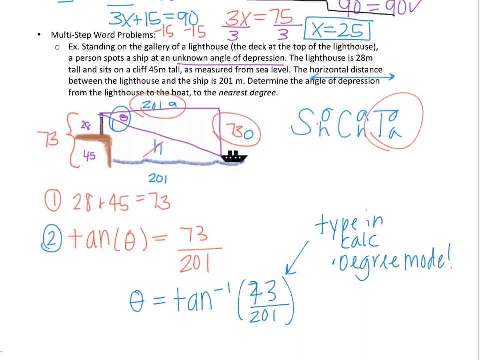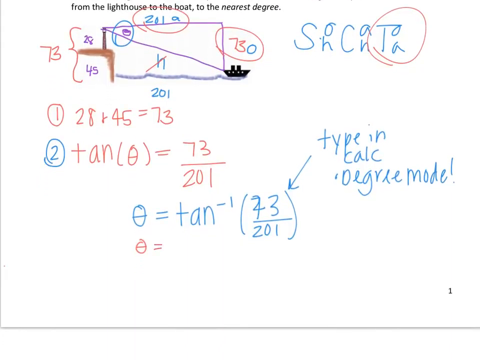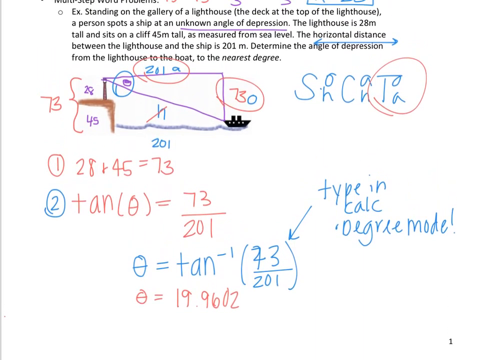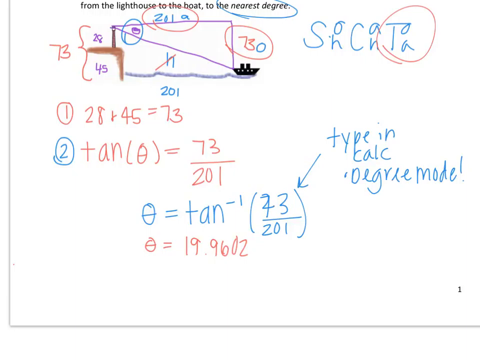So you're typing in tangent inverse of 73 over 201. And when you do that, you end up finding that theta is equal to 19.9602. And because the original problem said to round to the nearest degree, nearest degree means that I need a whole number. So taking this 19 rounding based off of the number after the decimal, so theta equals 20 degrees.